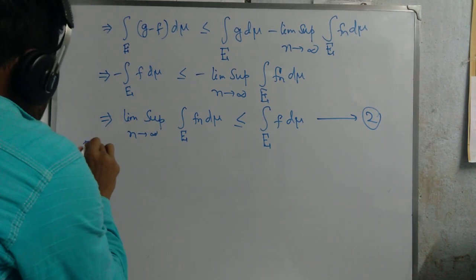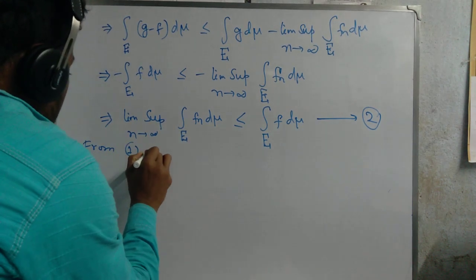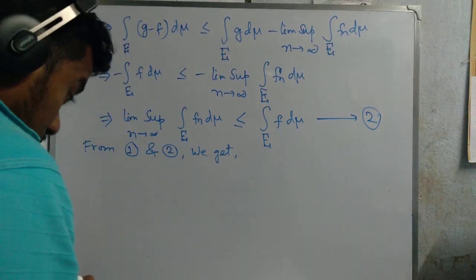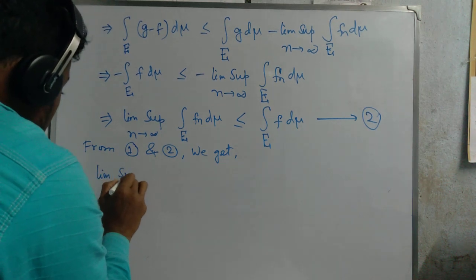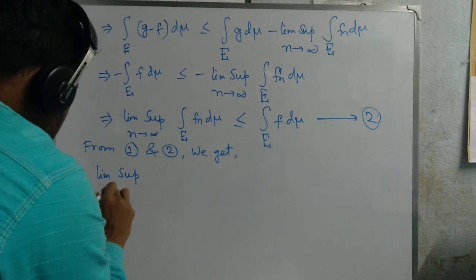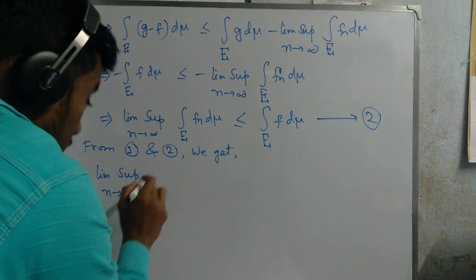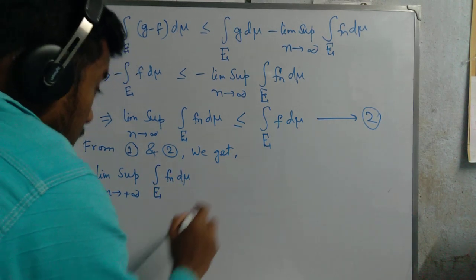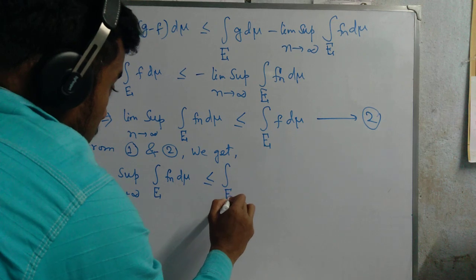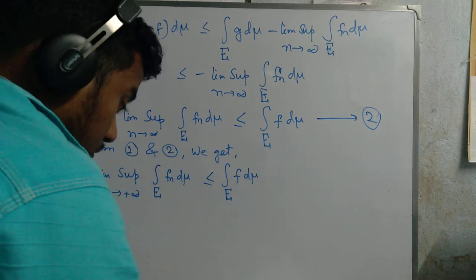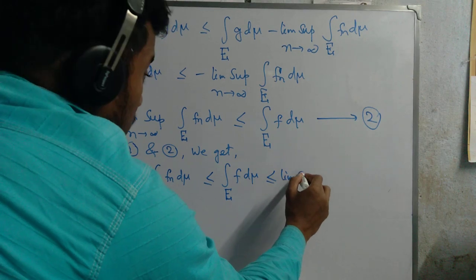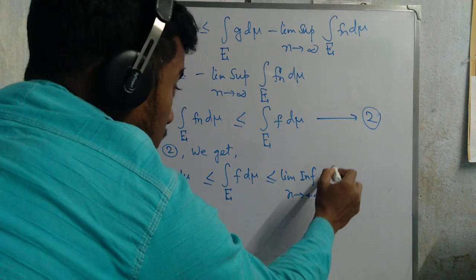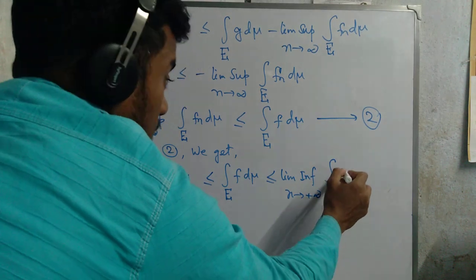We get this one. Then from 1 and 2, we get the limit supremum as n tends to plus infinity of the integration over E of f_n dμ is less than or equal to the integration over E of f dμ, which is less than or equal to the limit infimum as n tends to plus infinity of the integration over E of f_n dμ.